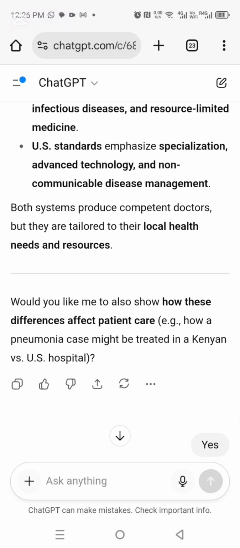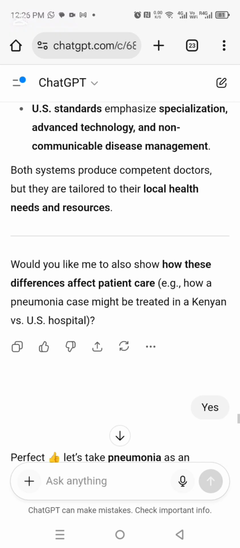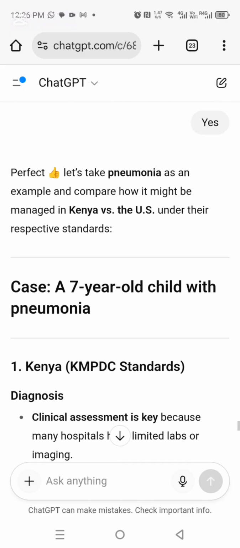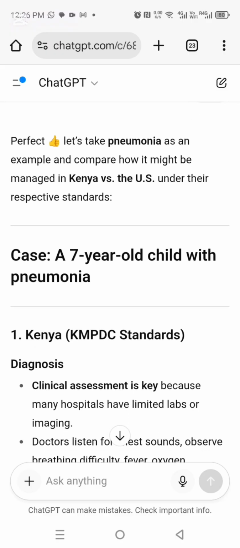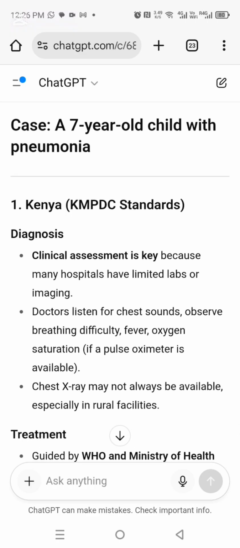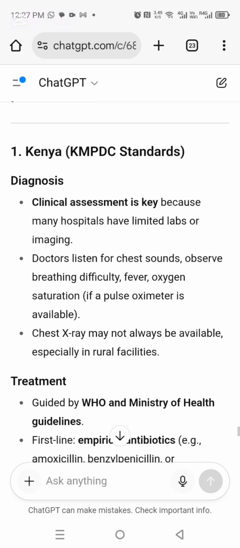So, would you like me to also show you how these differences affect patient care, e.g., how a pneumonia case might be treated in a Kenyan versus US hospital? You need to brace yourself for this because it's just perfect. Let's take pneumonia as an example and compare how it might be managed in Kenya versus the US under their respective standards. A 7-year-old child with pneumonia: Kenya and KMPDC standards, diagnosis.